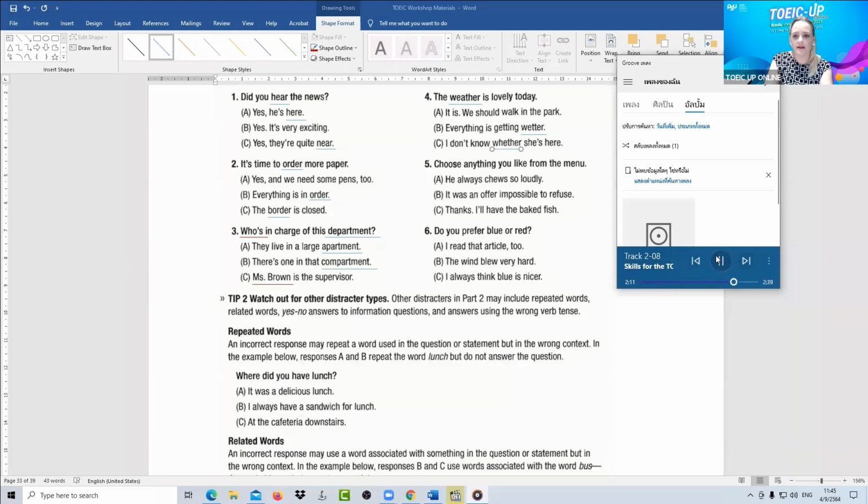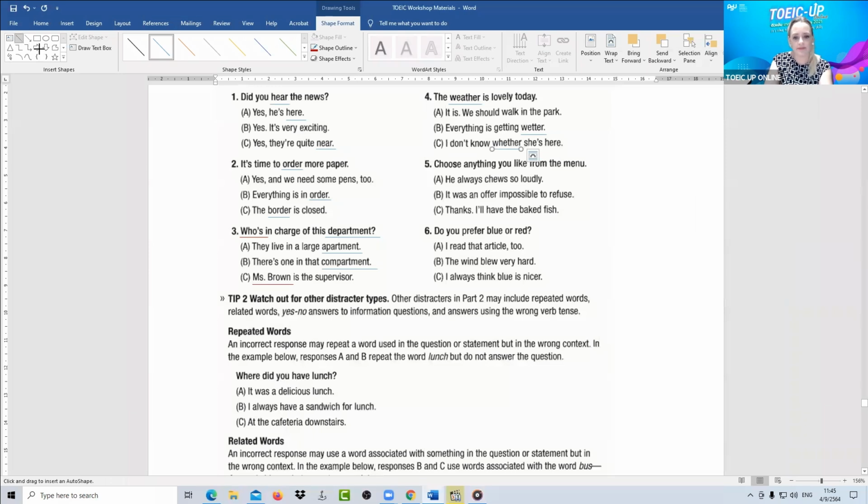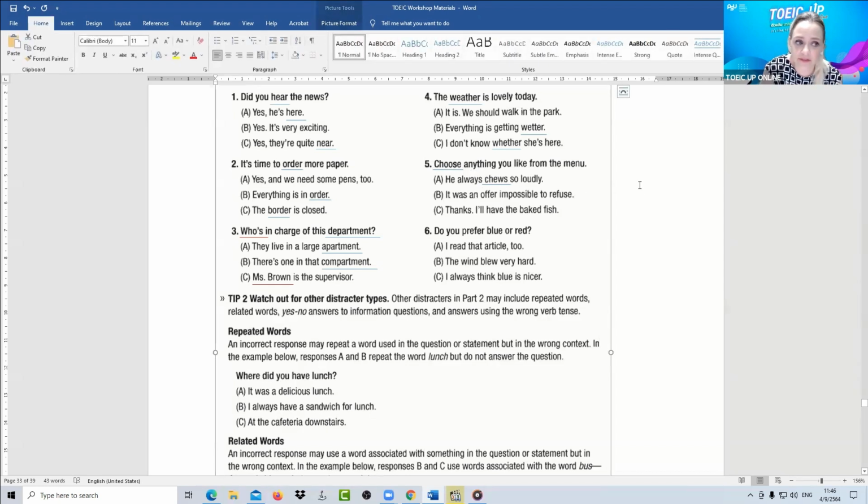Okay, so if you look at the statements, choose anything you like from the menu. What is your distractor? Menu. Why is that a distractor? Choose sounds very similar to chews. Choose, chews. They sound very, very similar. Choose anything from the menu. He always chews so loudly.